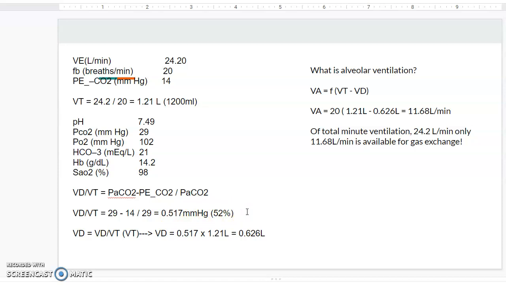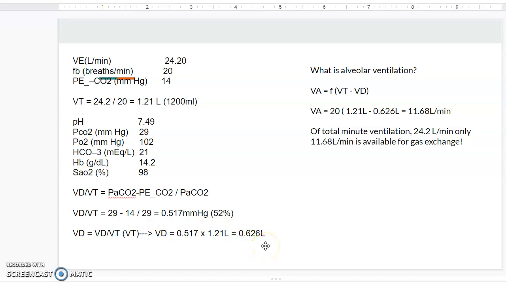So now let's go on and try to find out what our total dead space is. To do that, we're going to solve for our dead space. We're just going to rearrange our formula because we now have our VD-VT ratio and we have our tidal volume. Plugging in our numbers, our VD-VT ratio is 0.517. Take that times our tidal volume, which is 1.21 liters, and we find our dead space is 0.626 liters. That's pretty big. That's a big one.